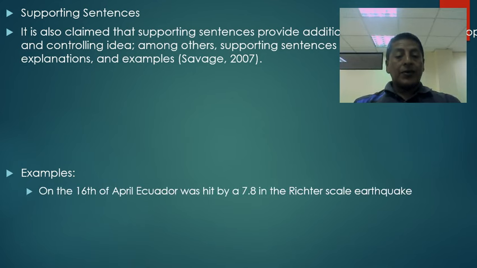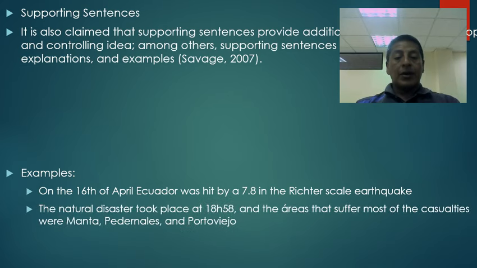Okay, let's see. The first one says, on the 16th of April, Ecuador was hit by a 7.8 Richter scale earthquake. So what is it? Okay, in this case this can be an explanation, or I would say it is a fact because it's factual information. Okay, the next supporting sentence says the natural disaster took place at 18:58 and the areas that suffered most of the casualties were Manta, Pedernales, and Puerto Viejo. So what kind of supporting information is it? Okay, still, it is a fact.